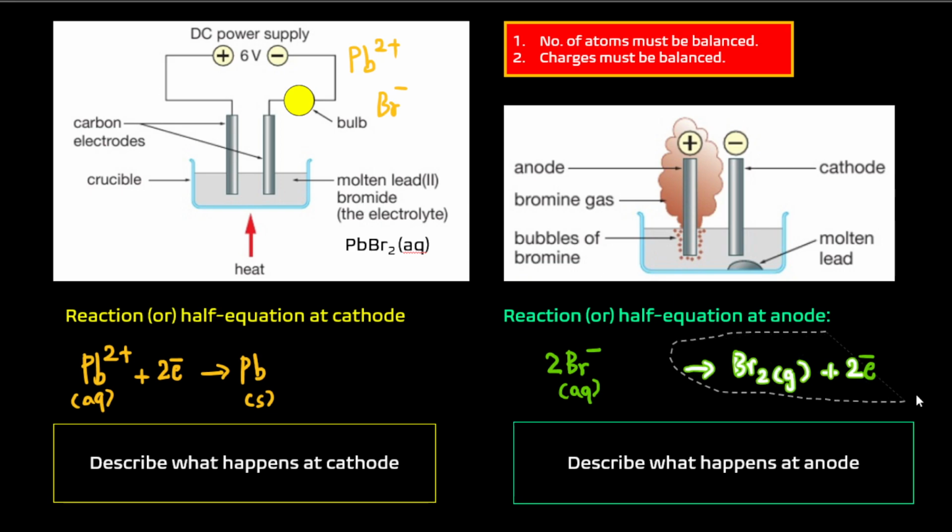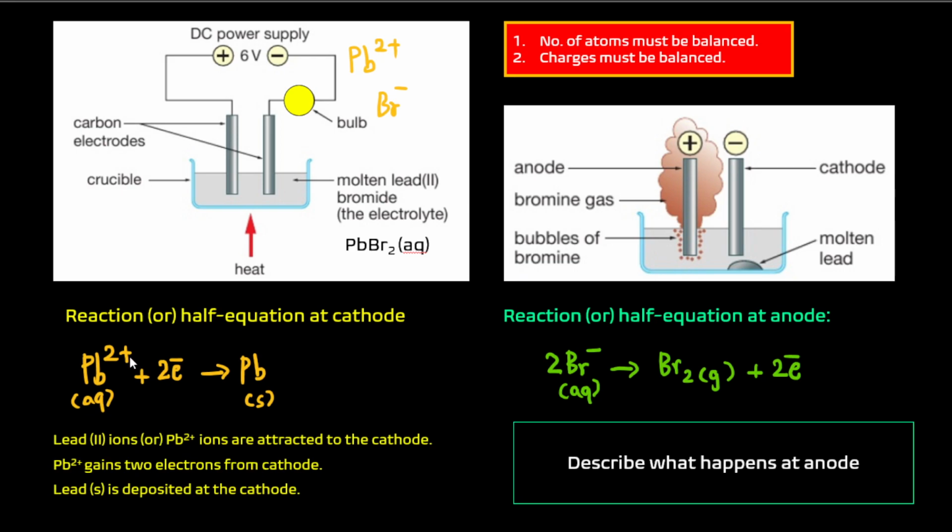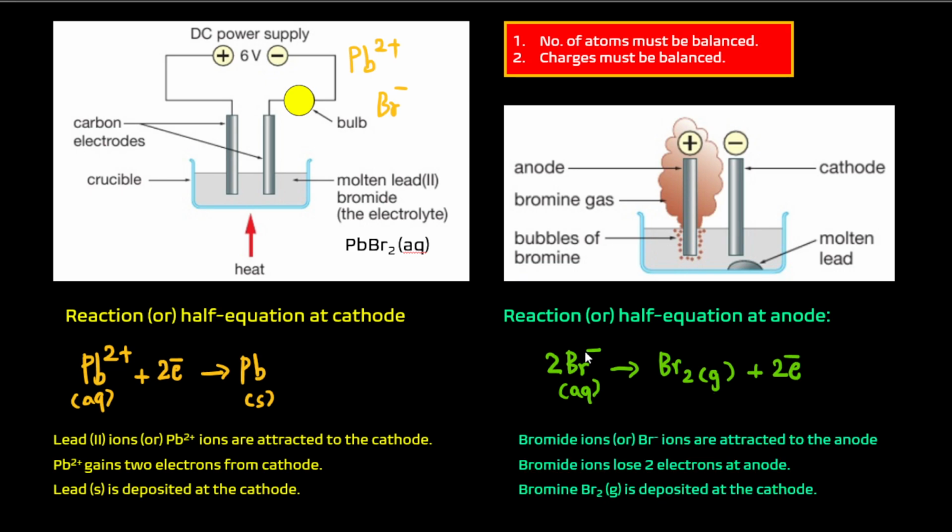Besides writing the anode equation and the cathode equation, you need to be able to describe what is happening at the cathode and anode. So what you can write here is that the lead-2 ions or Pb2+ ions are attracted towards the cathode, and the Pb2+ ions will gain 2 electrons from the cathode, and hence lead solid will be deposited at the cathode. For the anode observation, you can write that bromide ions or Br- ions are attracted towards the anode.